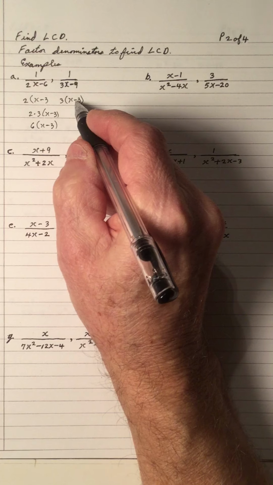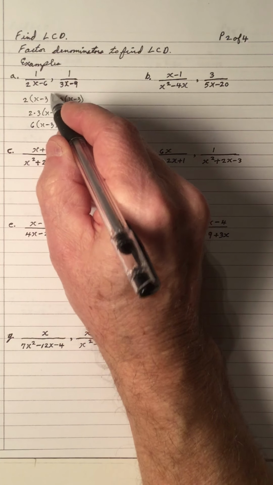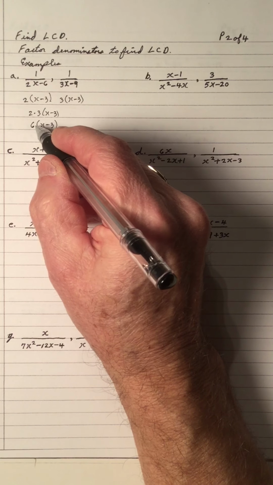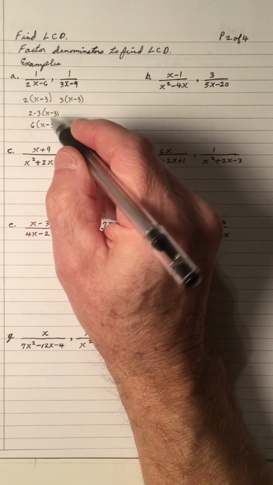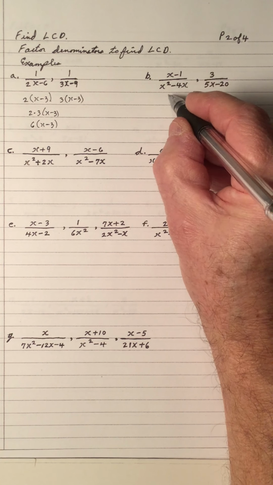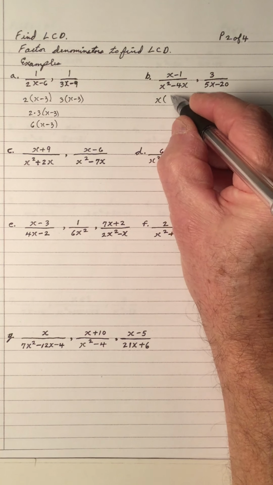So that x minus 3 is there already. So we need a 2, a 3. So 6 is an LCD for 2 and 3. And we need an x minus 3. B, we have to factor the denominator.